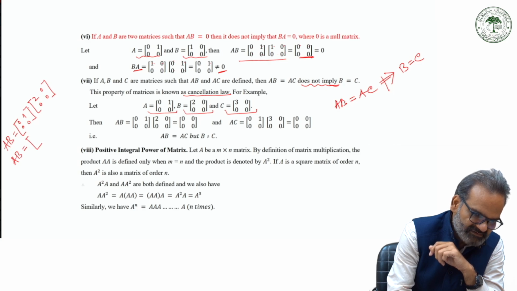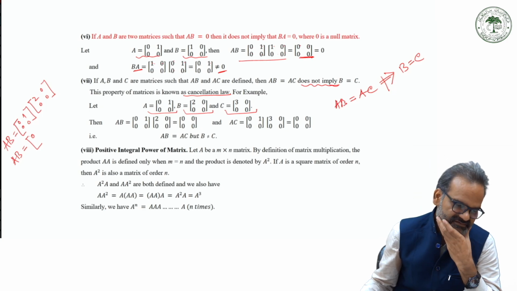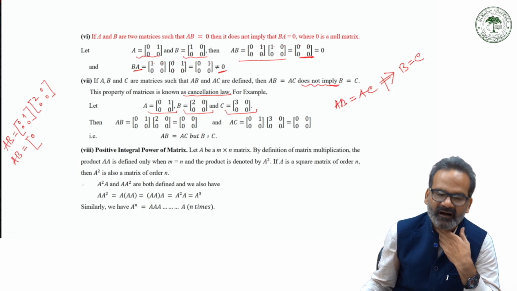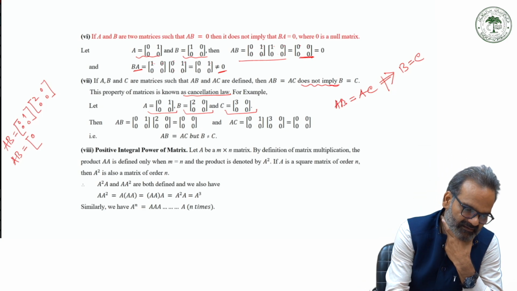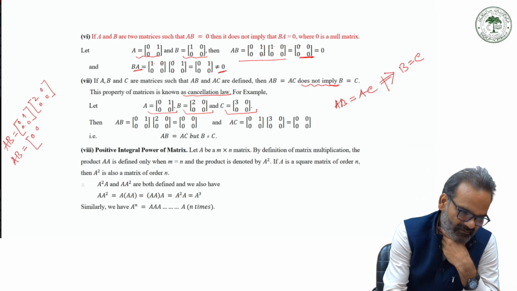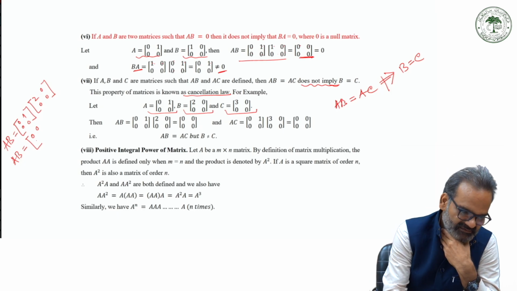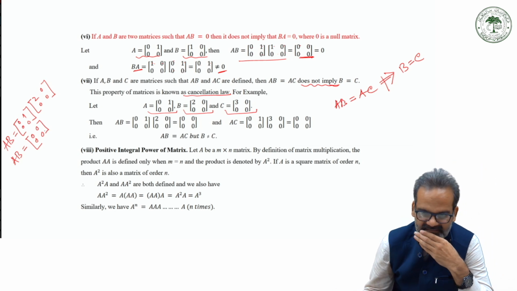0 into 2 is 0, 1 into 0 is 0. You will get 0 here. Take the first row with the second column of the second matrix: 0 into 0 is 0, 1 into 0 is 0, so this is also 0. Now, the second row is 0, and anything multiplied with 0 gives 0. So AB is coming out to be 0.